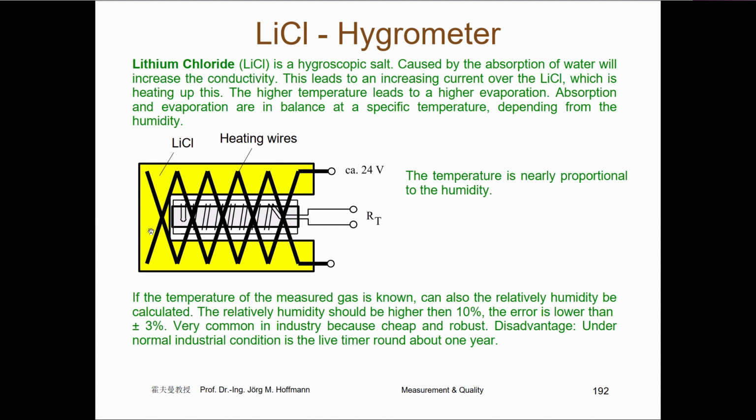When it is around completely dry, then you have no current because you have no salty water here. And then you have no current, no increase of the temperature, and you measure only the temperature around. And that means the humidity would be 0. But when you have a higher humidity, the salt absorbs the water, you get a current, you heat it up, you have a higher temperature. Higher temperature means there is more humidity around. These sensors are very cheap.